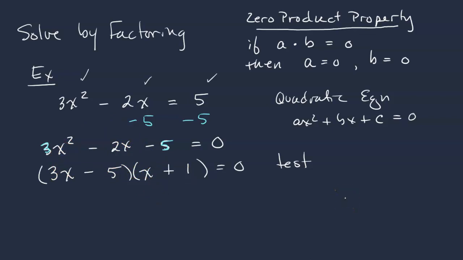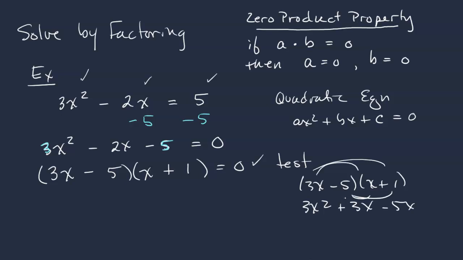And now we just make sure that this is indeed our factorization. So we want to test it by multiplying it back through and making sure it works. 3x squared plus 3x minus 5x minus 5 will give us 3x squared minus 2x minus 5, just like we wanted. We want to make sure that those signs all match.